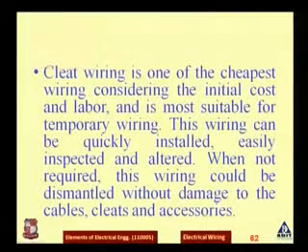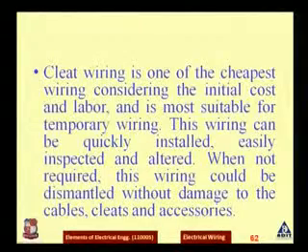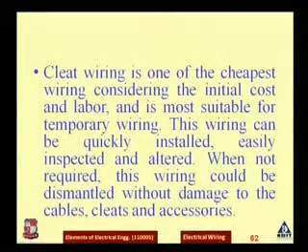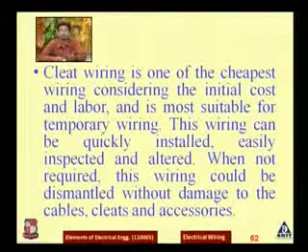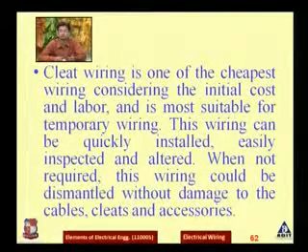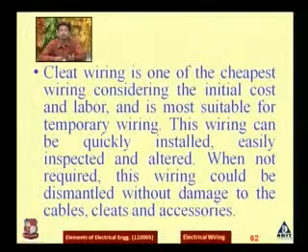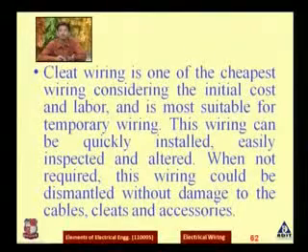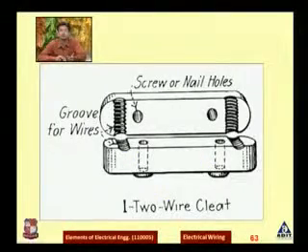Cleat wiring is one of the cheapest wiring systems, considering the initial cost and the labor. It is most suitable for temporary wiring. This wiring can be quickly installed, easily inspected and altered also when required. It is also used in temporary systems where cleat accessories and cables are used. This one is the particular image of the cleat wiring, where grooves for 2 wires are used. With the screw or nail hole the wires can be fixed.